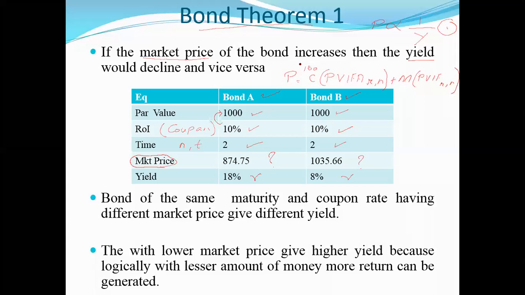So we'll see whether we arrive at the same price or not. What we'll do is take R as 18% in the first case, for bond A, calculate the price of bond A, then we'll make R as 8% and calculate the value of bond B. So as of now, calculate the price of bond A. Can somebody do it?